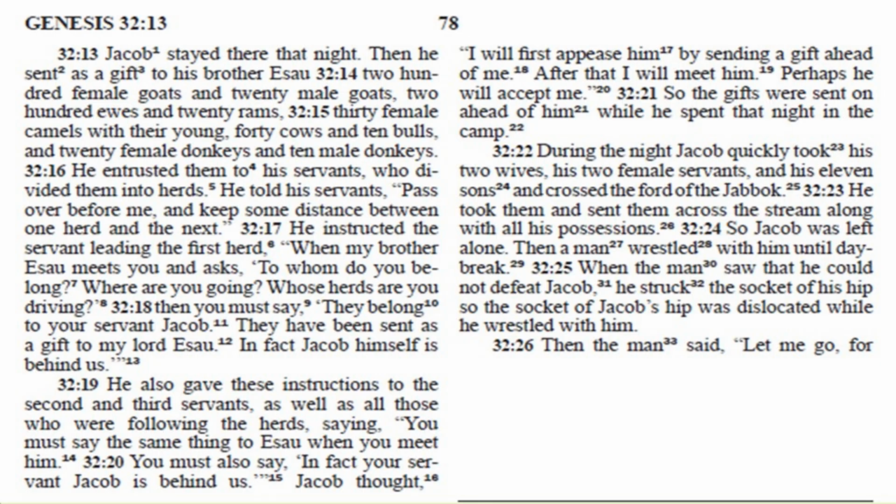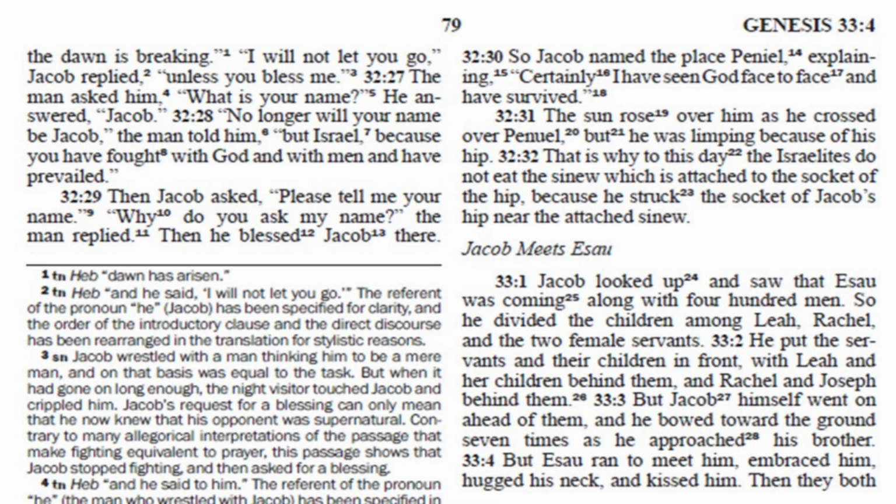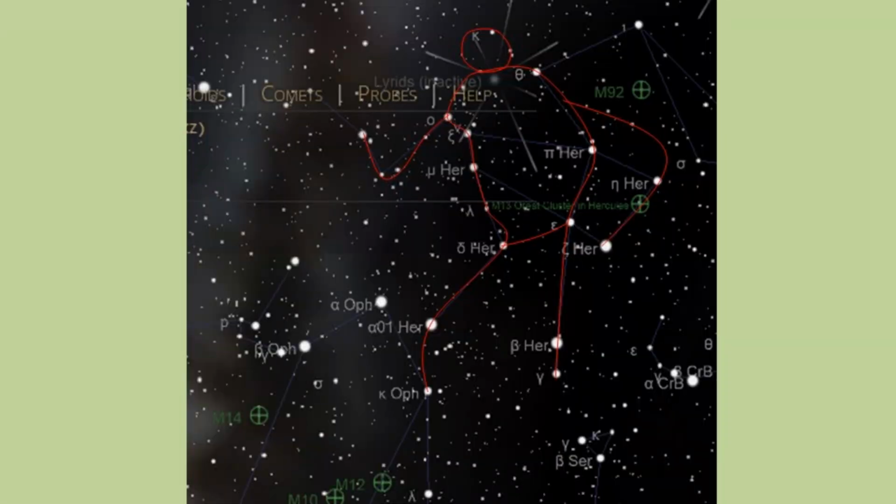At this place, Jacob wrestled with a man until dawn, and the man struck the socket of Jacob's hip, which caused the dislocation of his hip, as mentioned in verse number 24 and 25. The constellation Hercules represents Jacob with his dislocated hip, and the name of this place is Peniel, as mentioned in verse number 30. Verse number 31 states that Jacob was limping because of his dislocated hip. In this picture, we can see an image that appears as if a man is limping.